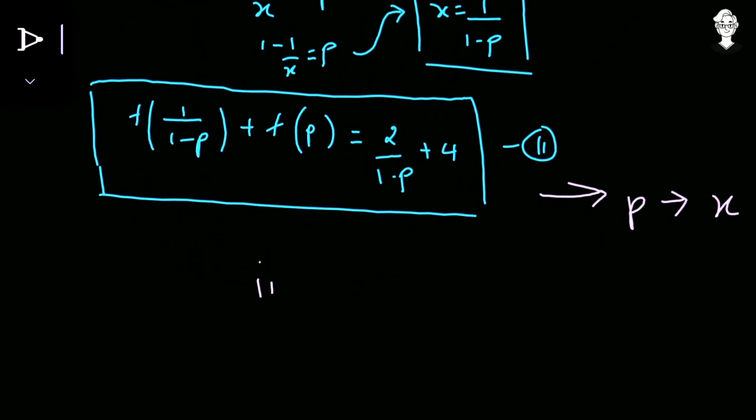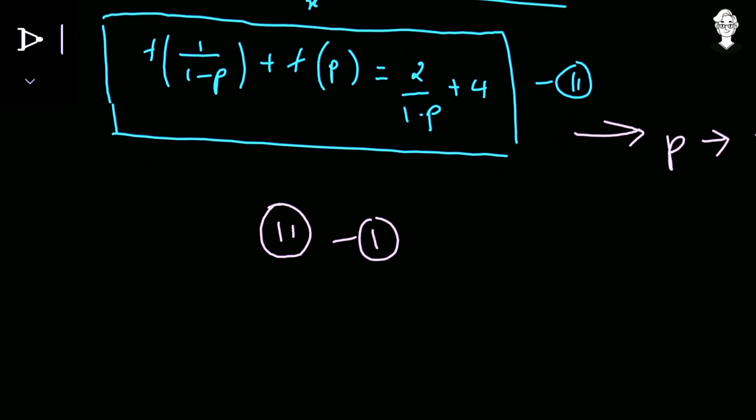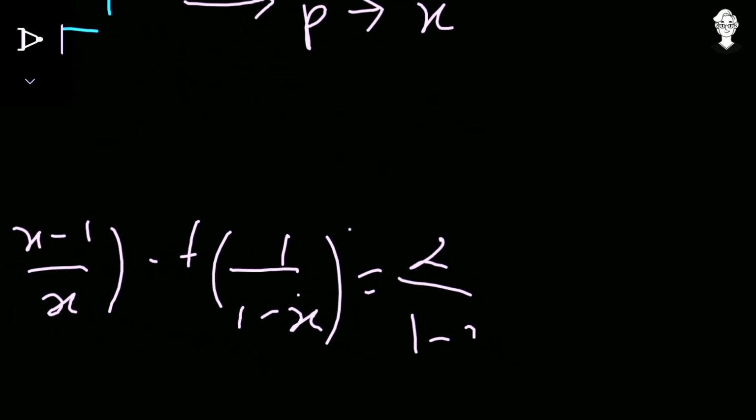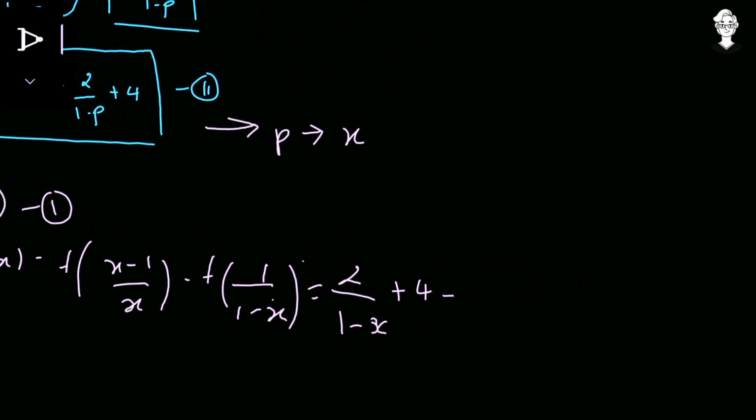So doing that over here, I am writing equation 2 minus equation 1. So equation 2 is f of 1 upon 1 minus p, as p has turned out to be x, so it becomes 1 minus x plus f of x, and that is equals to 2 upon... not equals to, we have to just subtract the LHS of the first one. So LHS of the first one becomes f of x minus 1 upon x minus f of 1 upon 1 minus x, and now the subtraction of RHS of both. So 2 upon 1 minus x plus 4, let it be clear. Yes, 2 times 2 upon 1 minus x plus 4 minus 2 times x minus 1 upon x minus 4.